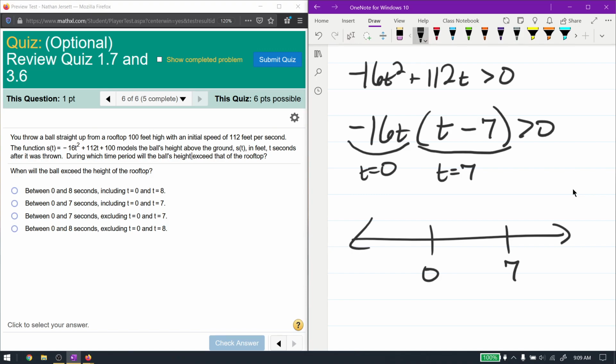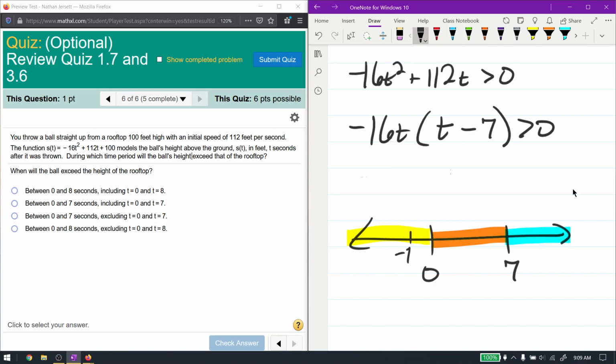And we're asking during which period does the ball's height exceed that of the rooftop? In other words, when is it positive? Now, we don't actually need to test this. I will just for the sake of continuity, but it should be understandable that it's going to be between 0 and 7. That's because the ball was first thrown up at time 0, and so of course that's when it's above the rooftop. And if 7 is the next boundary point, then it stands to reason that 7 is when it comes back down and hits the rooftop. But just to keep continuity with what we did previously, let's test our intervals.